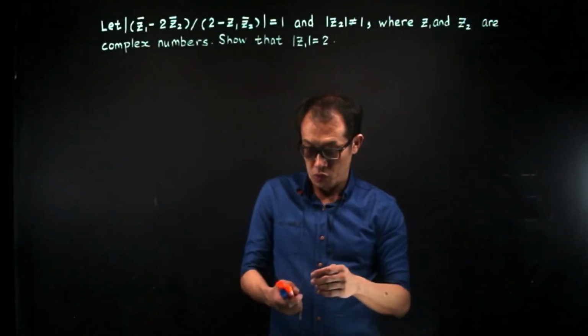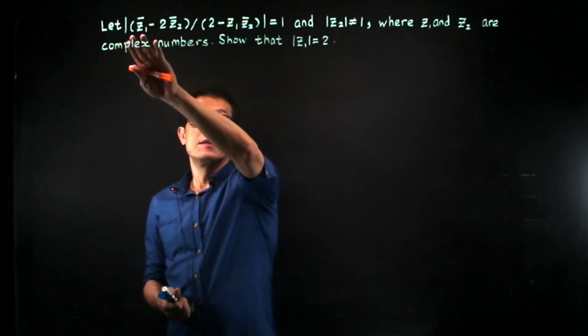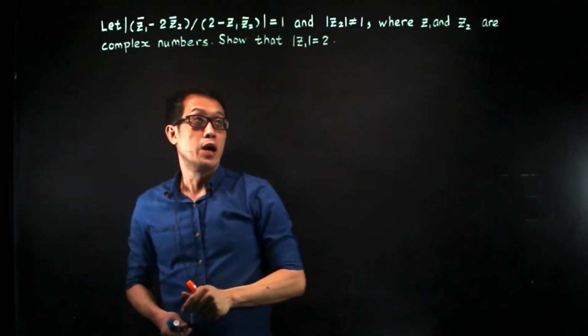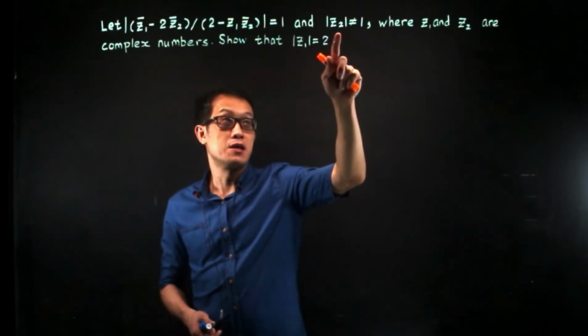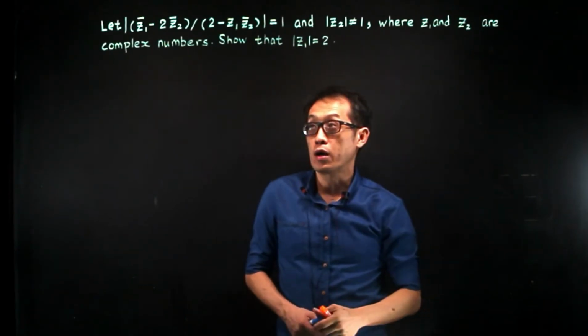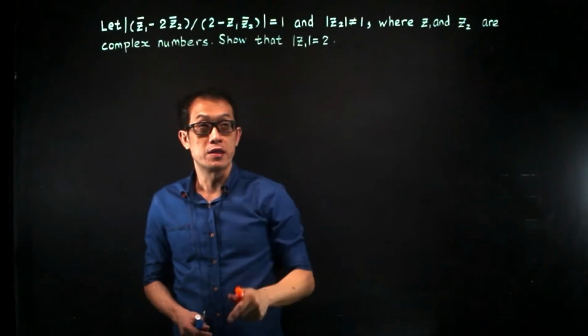Question 2. Now let the modulus of this complex number be equals to 1, and modulus of z2 is not equals to 1, where z1 and z2 are complex numbers. Show that modulus of z1 is equals to 2.